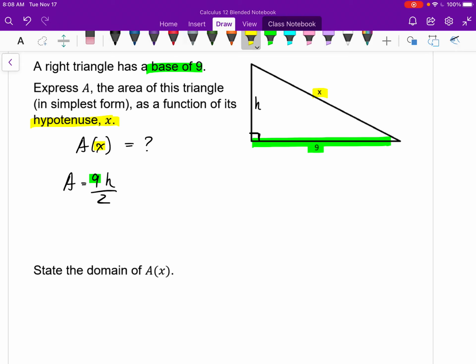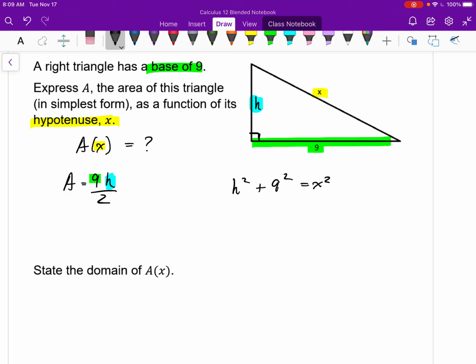So how do I do this? Well, I have to find some way to connect the height of this triangle to the hypotenuse of the triangle. Perhaps not surprisingly, I'm going to use the Pythagorean theorem for that, because I can say that h squared plus 9 squared equals x squared.